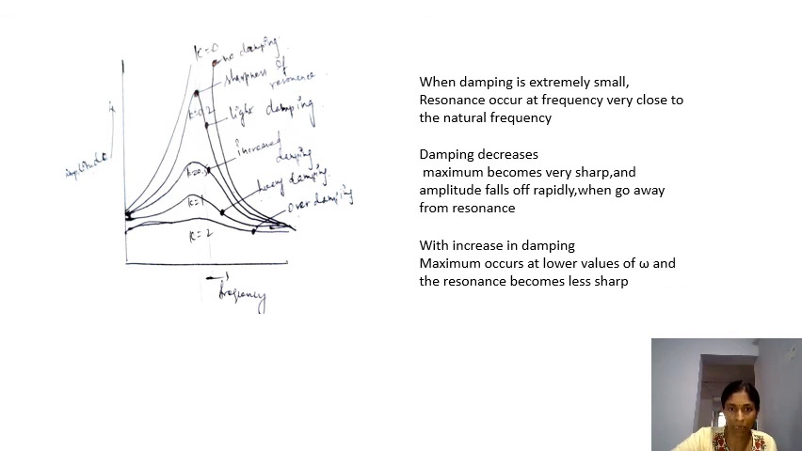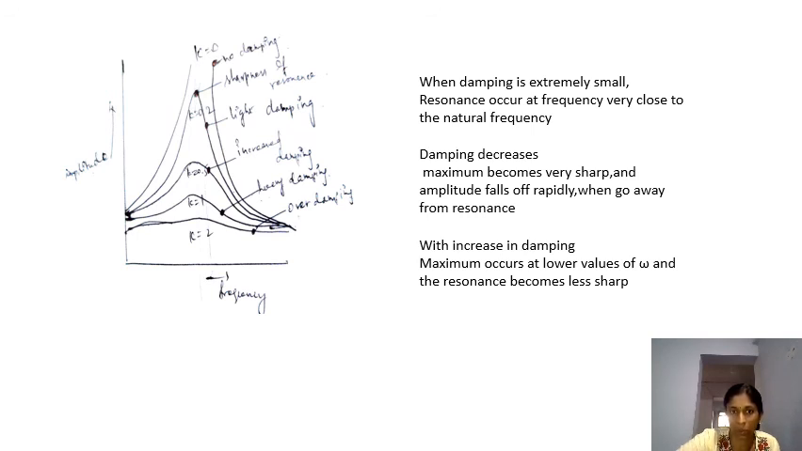When the damping changes, what happens here? There is no damping here, light damping here, damping increases, and then heavy damping and over damping. The damping gradually increases from k equals 0 to 0.1, 0.2, 0.5, 1 and 2. With increase in the damping, the maximum occurs at lower values of omega, and the resonance becomes less. Here the resonance peak is short. With further increase in the damping, the resonance peak is very small.